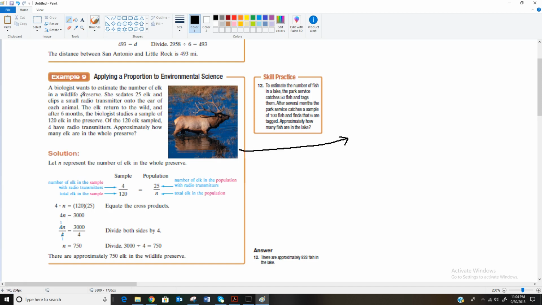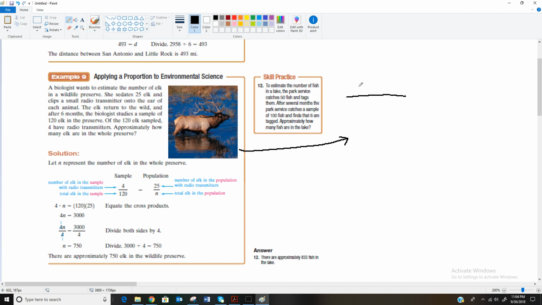It's kind of interesting. So they say that she sedates 25 elk and clips a small radio transmitter onto their ear. The elk returns to the wild, and after 6 months, the biologist studies a sample of 120 elk in the preserve, and of the 120 elk sampled, 4 have radio transmitters. So how many elk are in the whole preserve? Setting this up, you have to be a little bit careful. It's a little bit not as obvious maybe as the other ones.